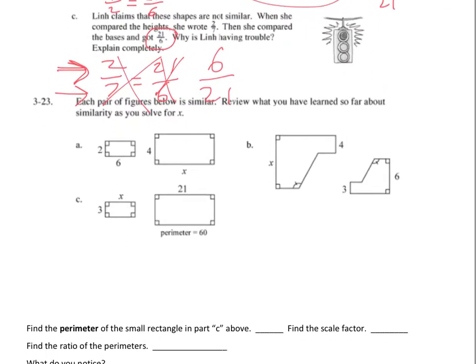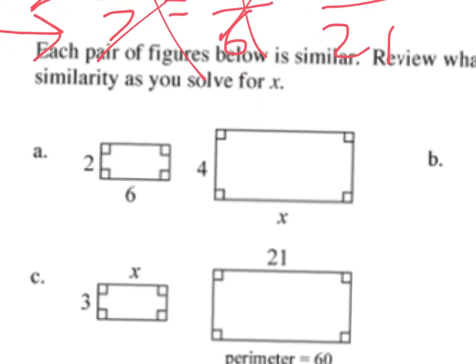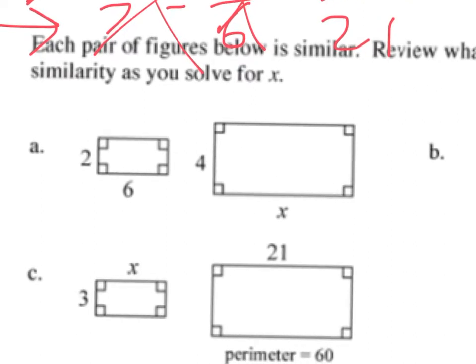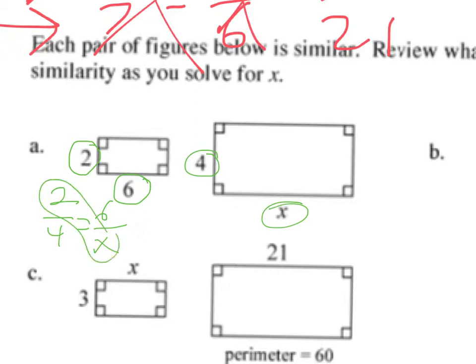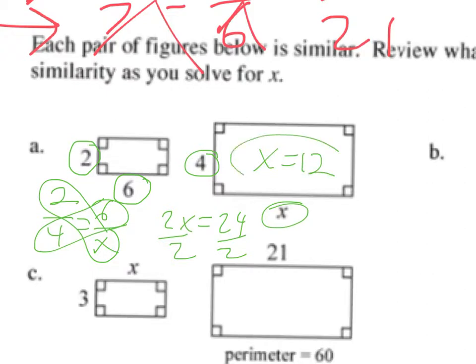Okay, let's look at some more examples. Each pair below is similar. Find the missing value. So we're going to find the value of x, but how we do that is we write a ratio, of course, with corresponding sides. 2 over 4 equals 6 over x. Now we cross multiply. So we get 2x equals 24. What does x equal? Divide by 2. X equals 12.